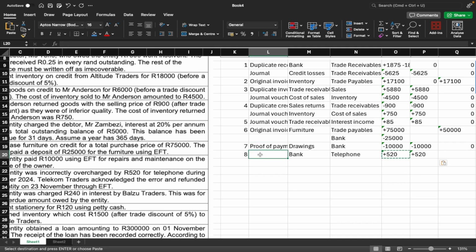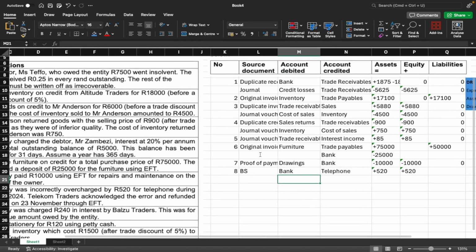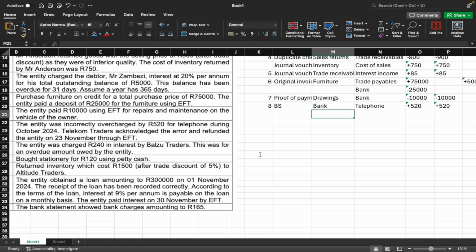But what is the source document here? What document are we going to use here as proof? Well, you can either use bank statement or proof of payment by the telephone company. So I'm going to write here bank statement. That is the source document here because they're not going to issue us with an invoice. But what you can also get there is an original credit note, meaning they are issuing a credit note for the amount that they have reversed.